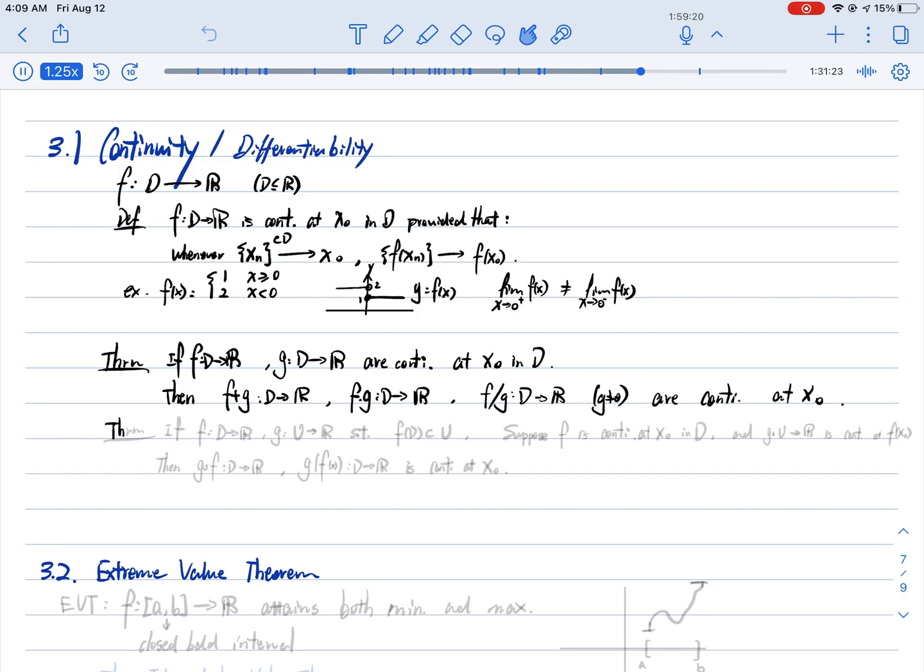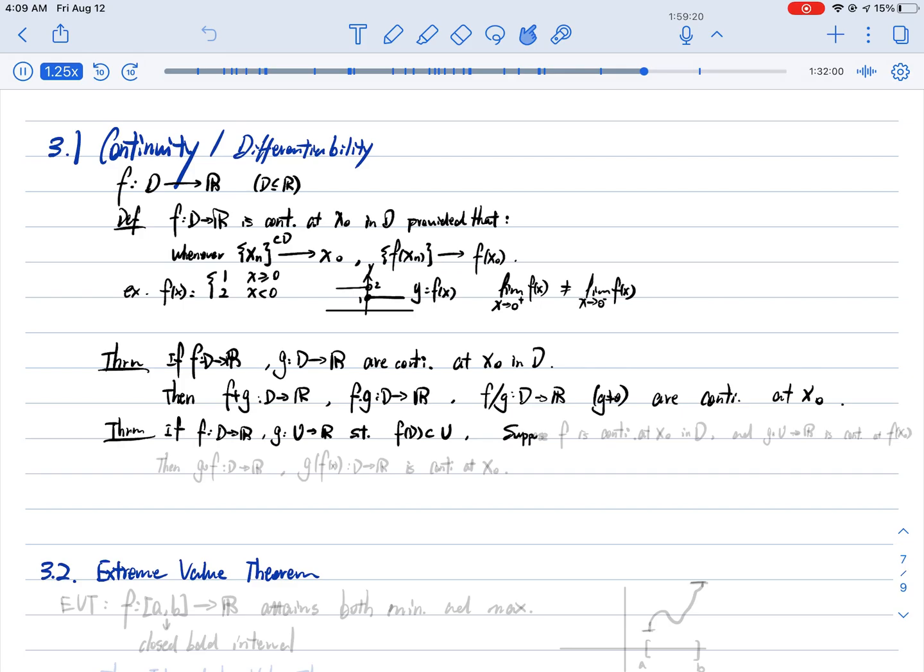It goes hand in hand with the last theorem because it also tells you whether a function is continuous or not by combining two functions. So if we have f from D to R and g from, let's say in this case, U to R, such that we know that f of D is contained in U.